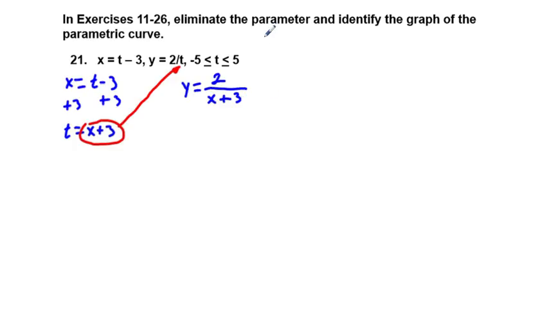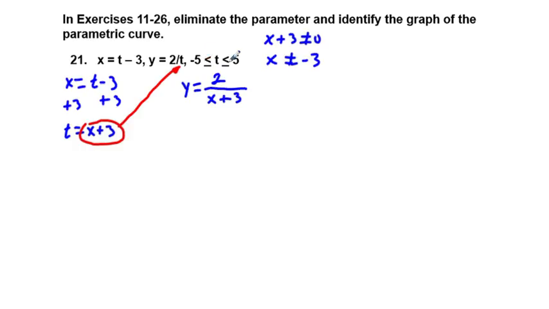And it should be apparent that this is a rational function, and dividing by 0 is not defined in math or in algebra, so we know that the denominator of this reciprocal rational function, x plus 3, cannot equal 0. So therefore x cannot equal negative 3 if we add 3 to both sides. So that's going to give us, I believe, a vertical asymptote. So anyway, this is what the function is.